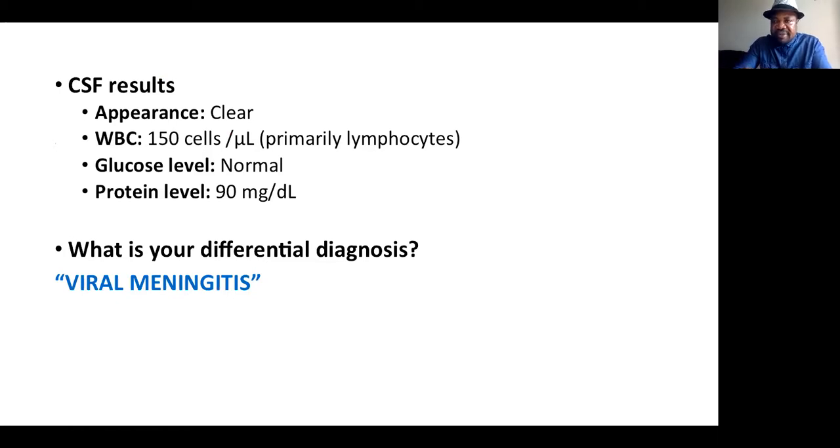So look at the CSF. The appearance is very clear, which supports the possibility of a viral meningitis, okay? White blood cells are 150 cells per microliter, primarily lymphocytes, so it supports the diagnosis of viral meningitis. Glucose level is normal, further supporting the diagnosis. So this is a clear presentation of a patient suffering from viral meningitis.